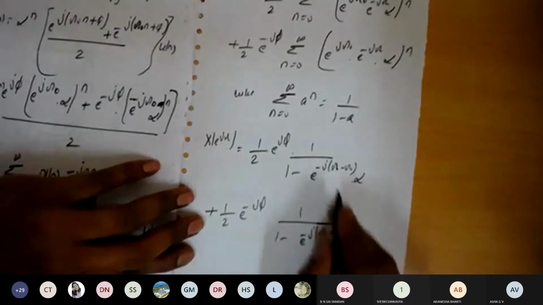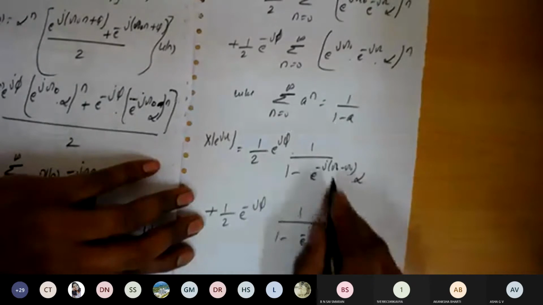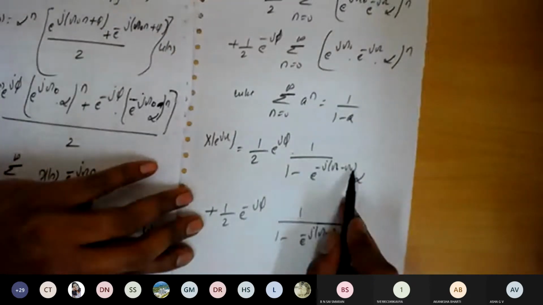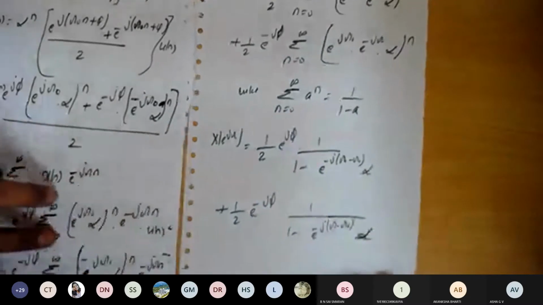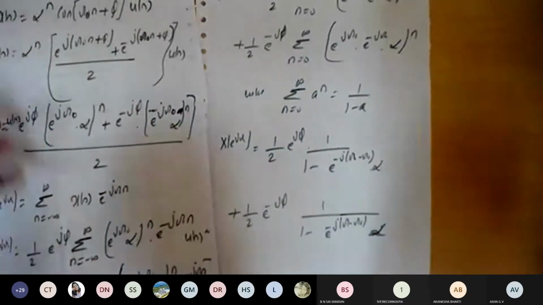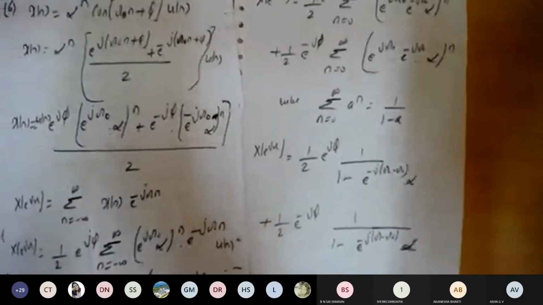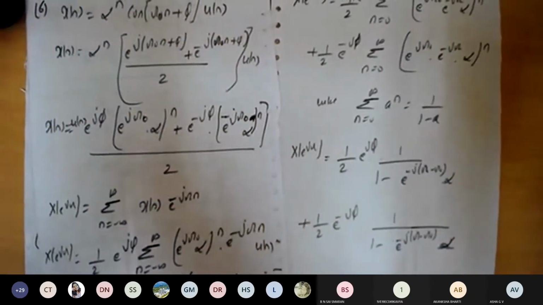Here there is no condition for infinity; it will not appear, even if omega is equal to omega naught, this will become 1. So 1 divided by 1 minus alpha we will get. This will not become equal to infinity. Still the condition will exist.